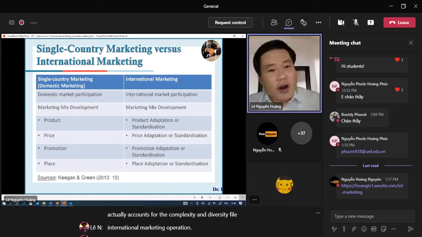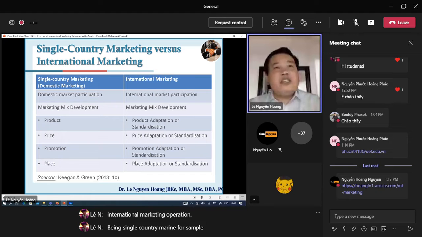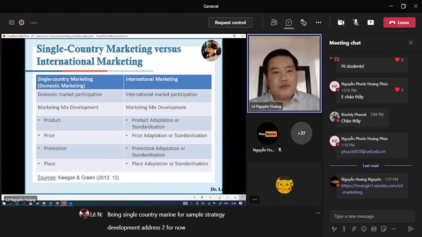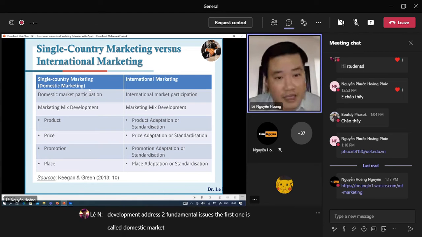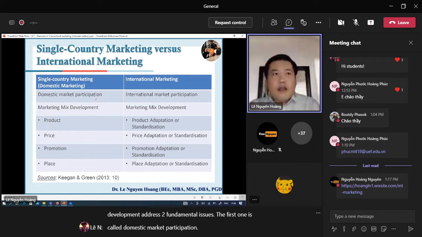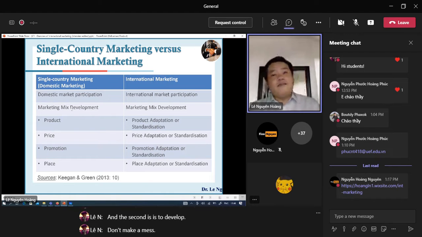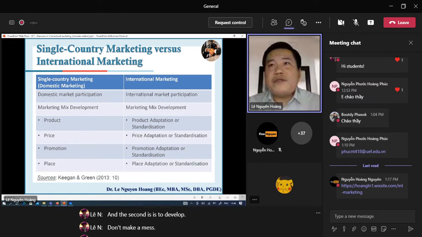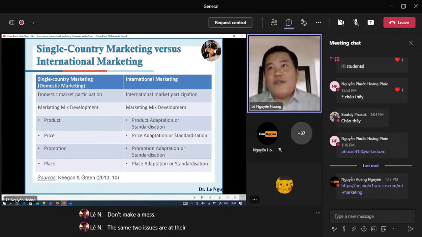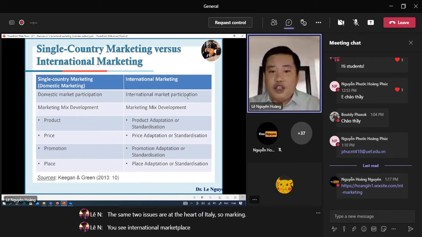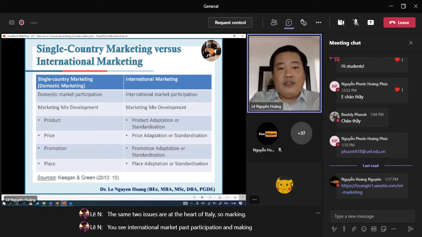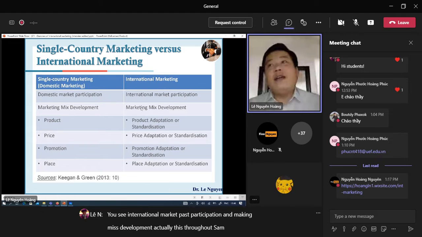In single country marketing, for example, strategy development addresses two fundamental issues. The first one is called domestic market participation. And the second issue is to develop the marketing mix. The same two issues are at the heart of international marketing: international market participation and marketing mix development. Actually, these two are the same. But what is the difference?